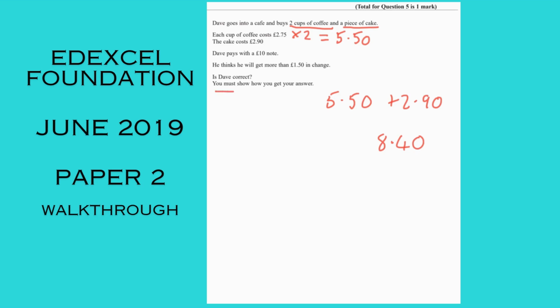I'm showing every step clearly because you must show how you get your answer. £10, take away the £8.40 spent, means Dave will get £1.60 in change. And make sure, like always, you answer the question: is Dave correct? So wrap it up by stating the obvious.